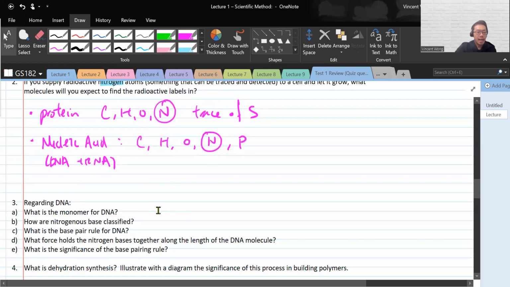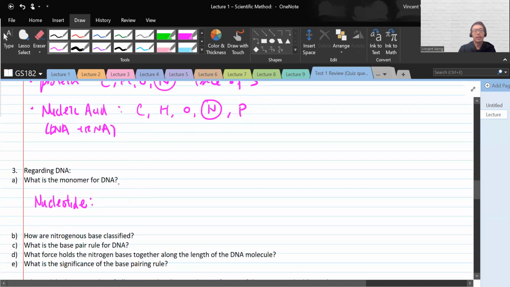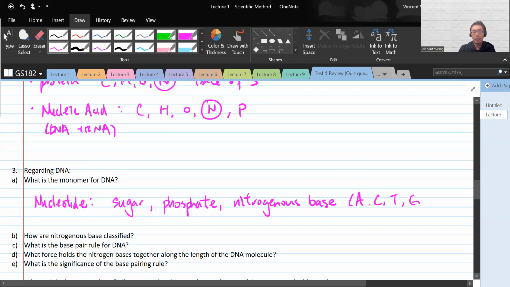Okay, regarding DNA, what is the monomer of DNA? That would be a nucleotide. And a nucleotide has 3 parts to it. There is the sugar, there is the phosphate, and then there is a nitrogenous base, which can be A, C, T, or G.